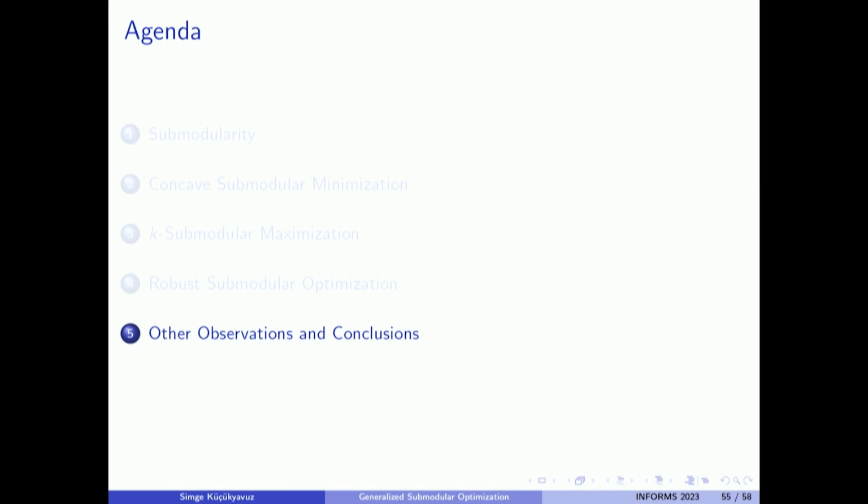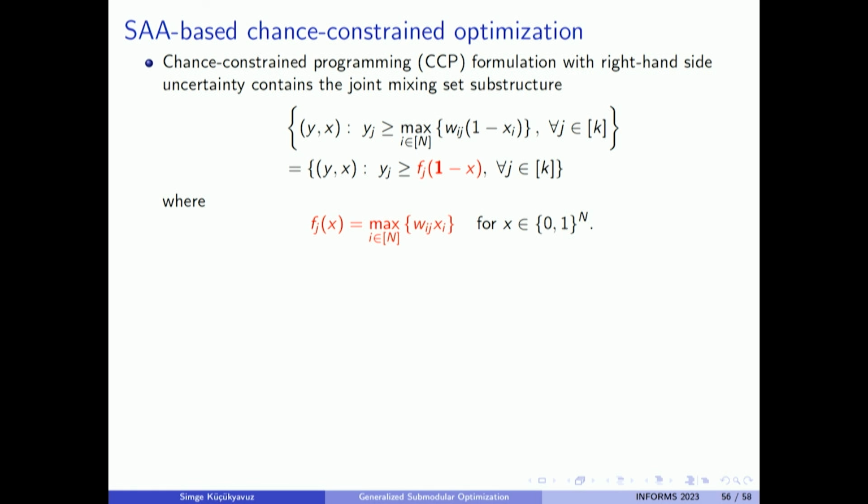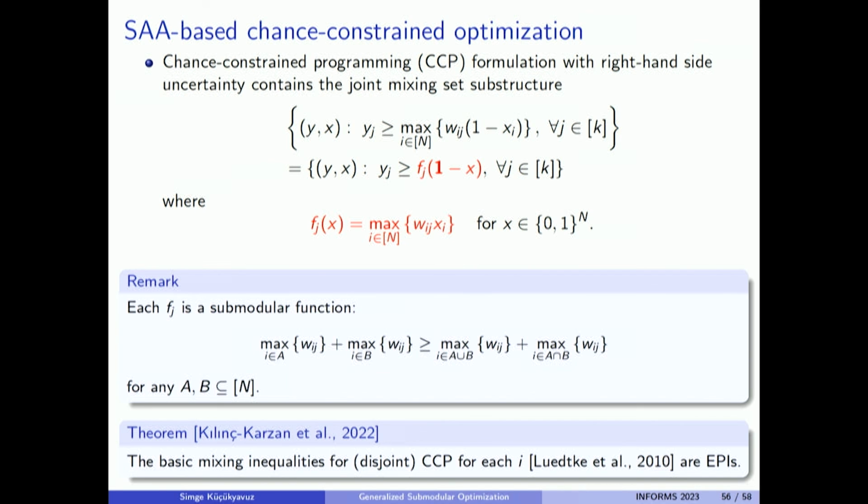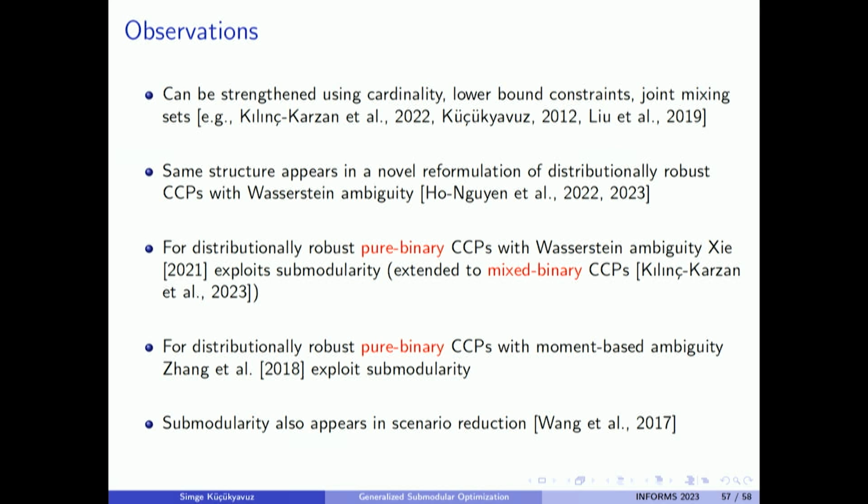So quickly, submodularity also arises in a class of problems called chance constraint programming. I'll skip the details of this, but if you look at a chance constraint problem with right-hand side uncertainty, this is a well-studied problem, and a class of inequalities called mixing inequalities were proposed for this problem. What we observe is the function that you're looking at when you're writing the mixing inequalities for chance constraint programming is nothing but a submodular function, and the inequalities that we know are nothing but extended polymatroid inequalities.